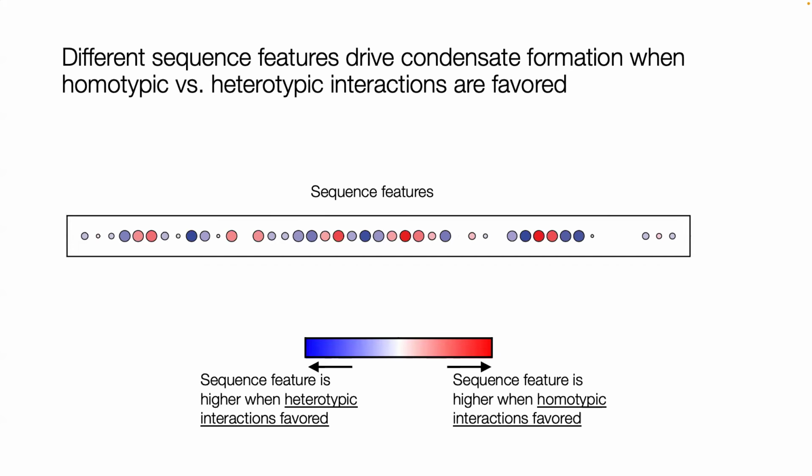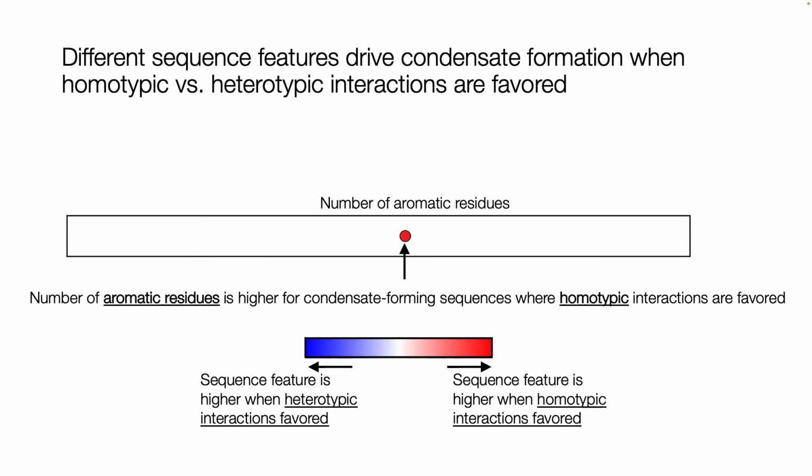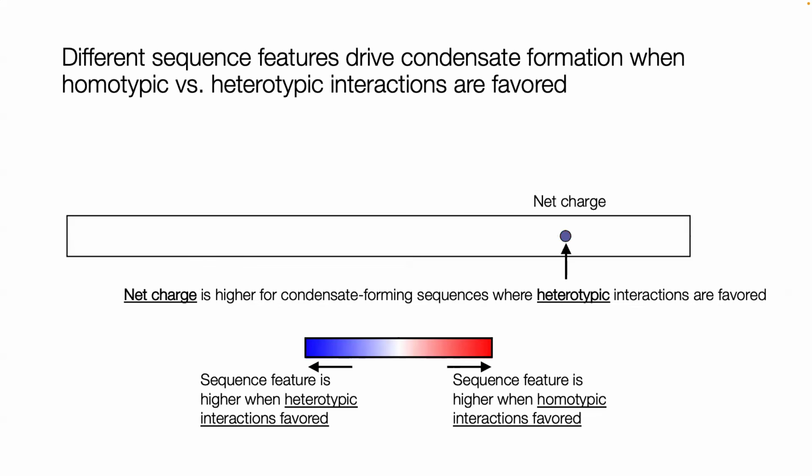The red dots indicate that the sequence features are higher when homotypic interactions are favored and blue when heterotypic interactions are favored. And just to zoom in on a couple features, we see that the number of aromatic residues tends to be higher for condensate forming sequences where homotypic interactions are favored. So suggesting that aromatic residues are really driving condensate formation through homotypic interactions. On the other hand, net charge tends to be higher for condensate forming sequences where heterotypic interactions are favored, suggesting that net charge is driving condensate formation through heterotypic interactions.